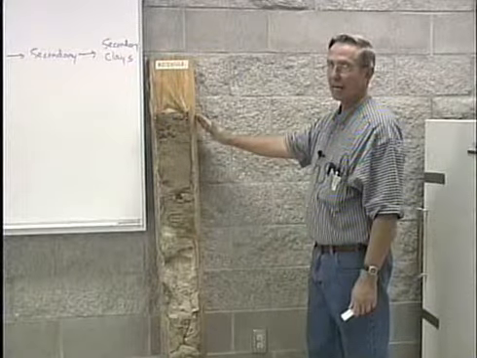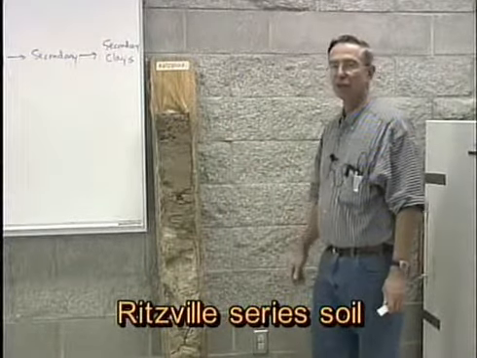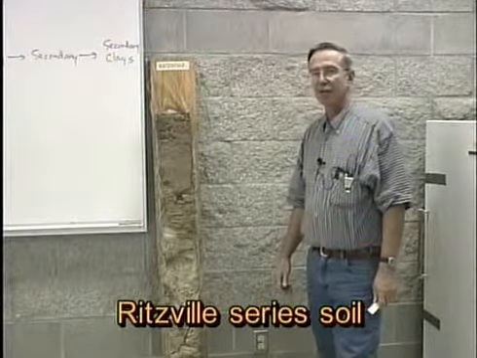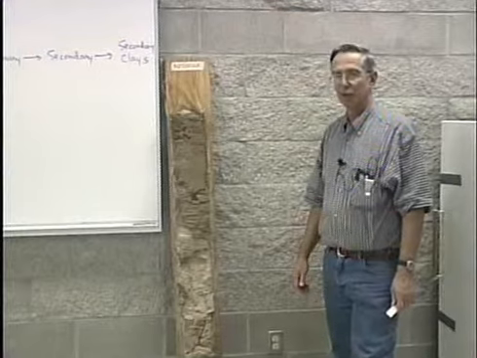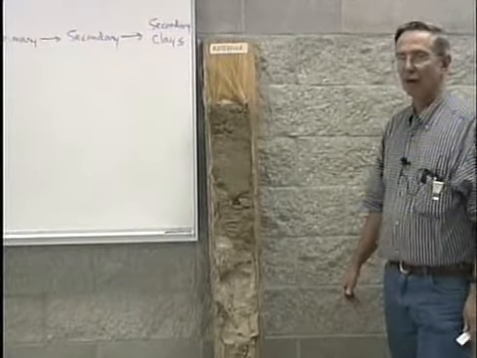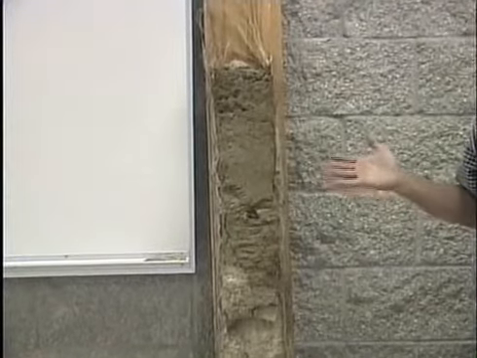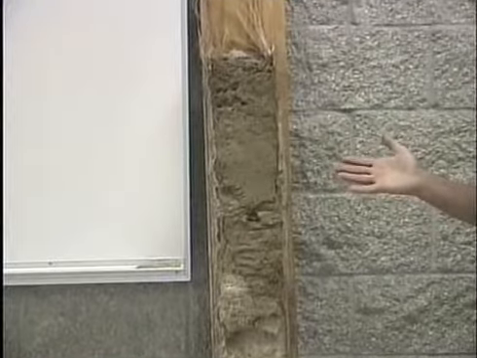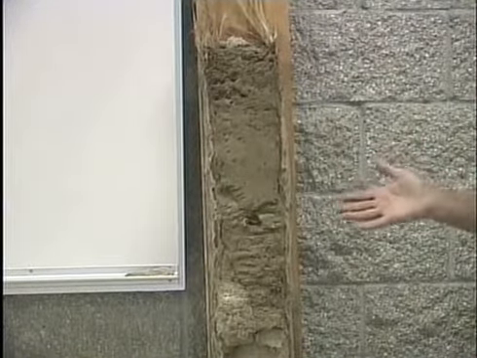What we're looking at now is called a Ritzville series soil. The Ritzville series soil has formed or developed under a much lower precipitation zone than the previously viewed Palouse series soil. Both of these are still silt loam soils. However, the difference between them is that the Ritzville series soil has a substantially higher content of fine sand and a much lower content of clay.